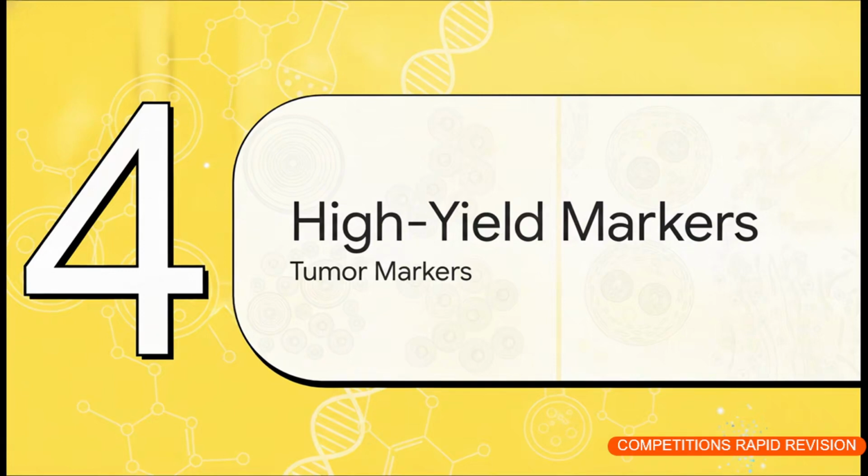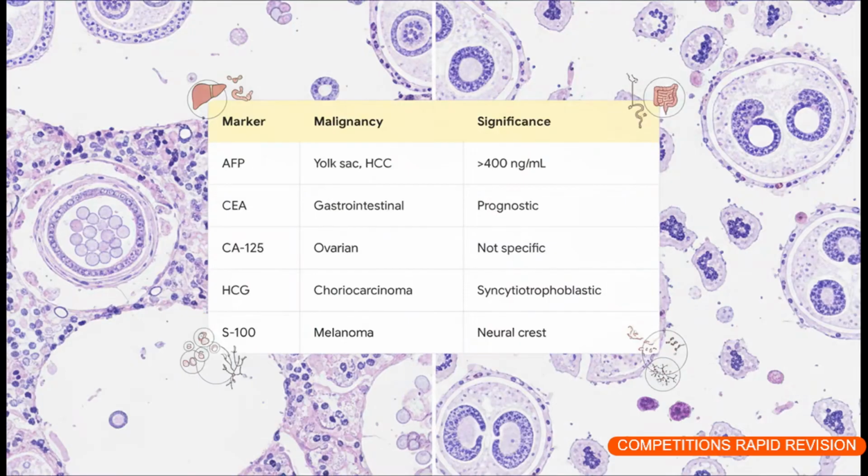Let's bring it home with our final section. Section 4, high-yield tumor markers. Here, we are hunting for the specific chemical footprints that tumors leave behind. These tumor marker pairs are high-yield gold. You absolutely must know them. AFP, or alpha-fetoprotein, points us straight toward yolk sac tumors or hepatocellular carcinoma. In fact, an AFP over 400 suggests HCC in a patient with cirrhosis.